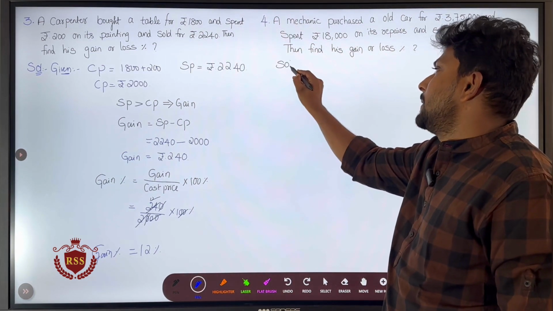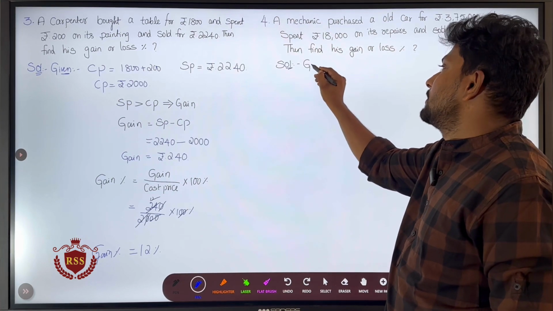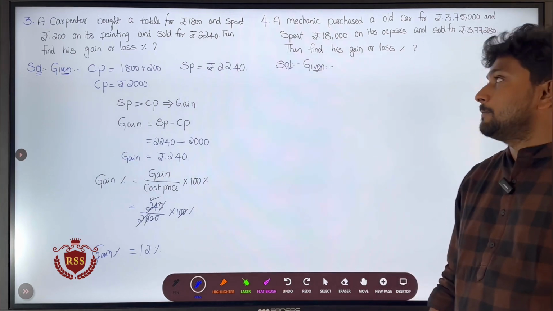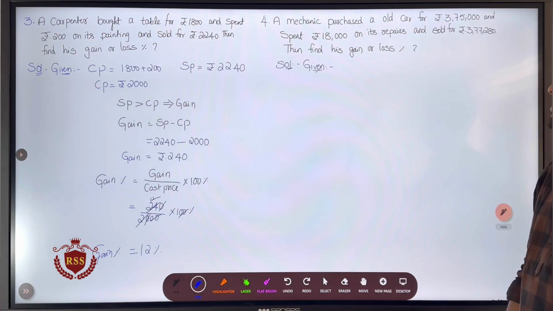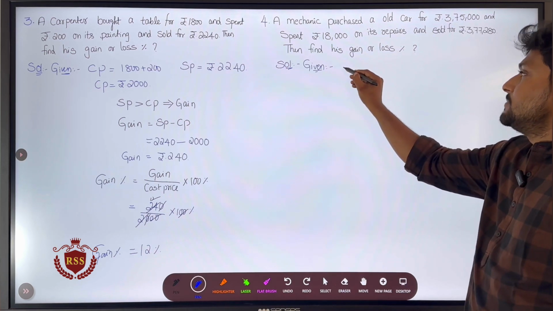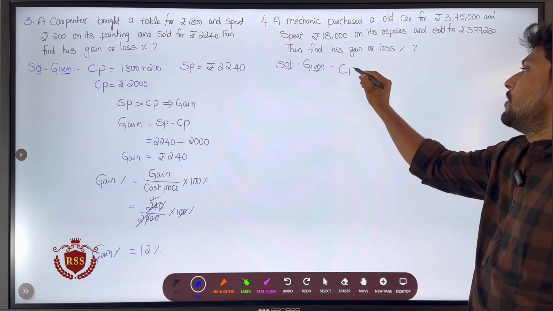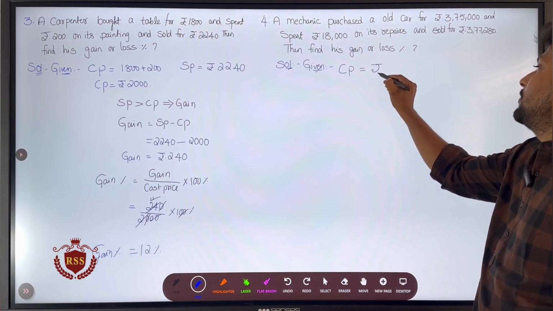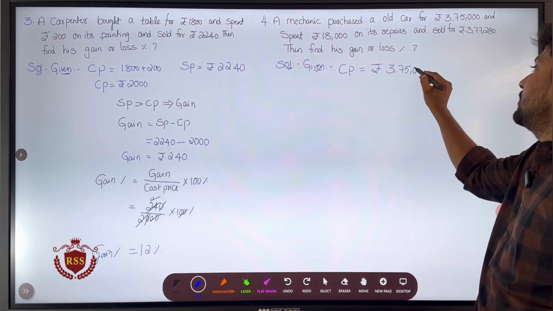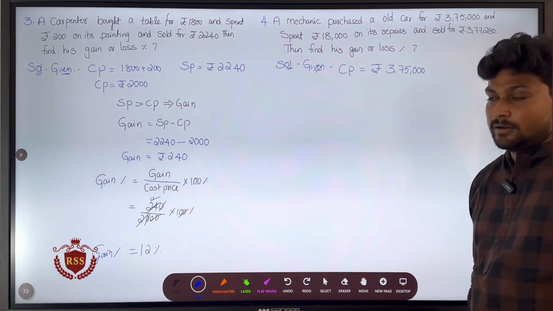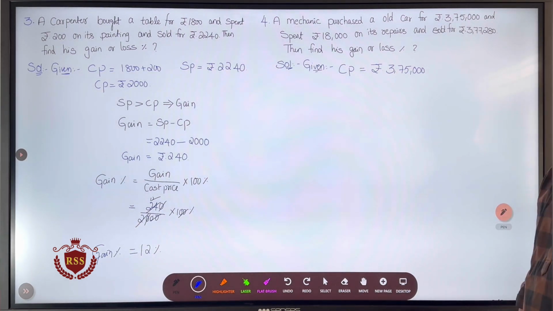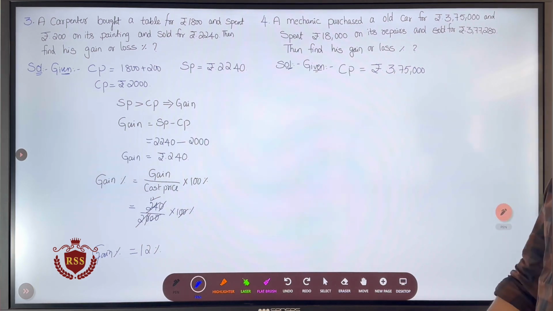Next question is also the same. Read the question properly. A mechanic purchased an old car. Purchased means that it will be the cost price. What is the cost price of the car? 3,75,000 rupees is the cost price of the car, and he spent 18,000 on its repairs. So repairs will be included in the cost price.